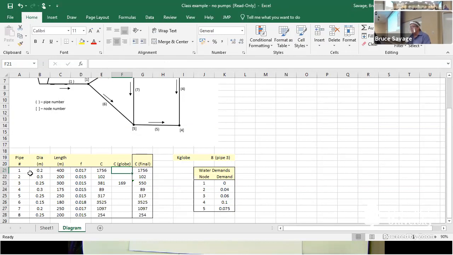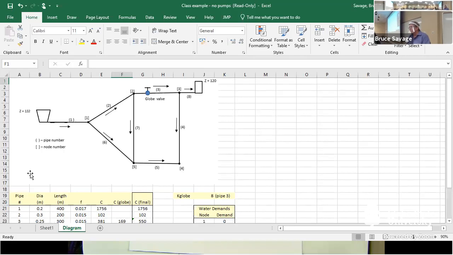Okay. I've added the globe valve, so let's talk about this. Remember, we said that the globe valve adds additional head loss to our system. Now, I would hope that we would know the direction of flow that's going through our globe valve. But sometimes people do crazy things.